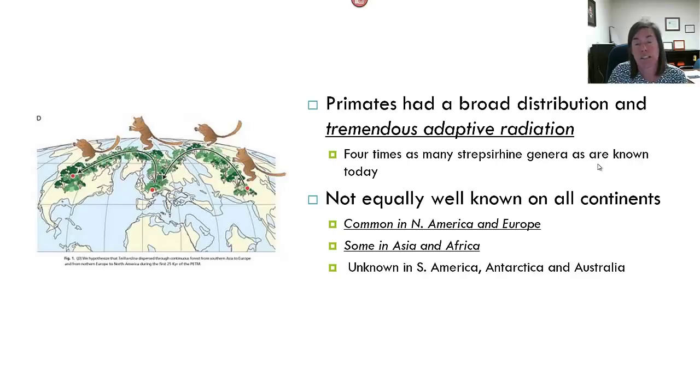And for us to say that there are 4 times as many different species in the fossil record as we see today is tremendous. Now, all these fossil specimens are not equally well known on all these different continents. They're very common in North America and in Europe. There are a couple in Asia, a couple in Africa, but not very many. And they are completely unknown in South America, Antarctica, and Australia.